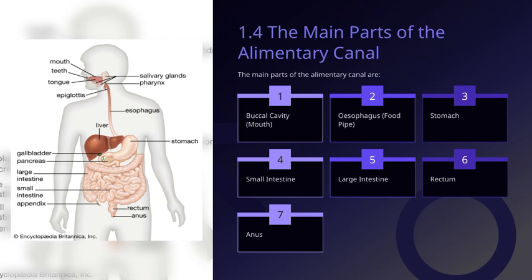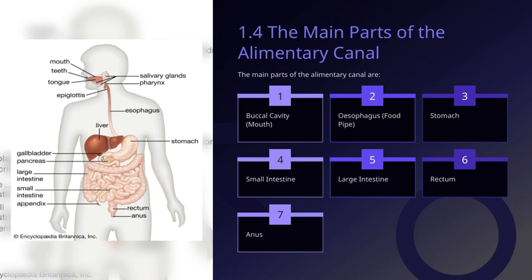After the stomach, the food moves into the small intestine, which is the longest part of the canal. Here, most of the digestion and nutrient absorption occurs, making it essential for our overall health. Following the small intestine, the remaining waste moves into the large intestine. This section is responsible for absorbing water and forming solid waste. The rectum then stores this waste until it's ready to be expelled. Finally, the waste exits the body through the anus, completing the process of digestion and excretion. Understanding these main parts helps us appreciate how the body efficiently processes food from start to finish, supporting our overall health and well-being.